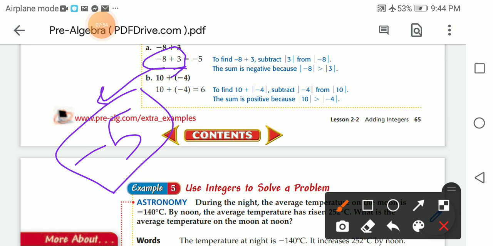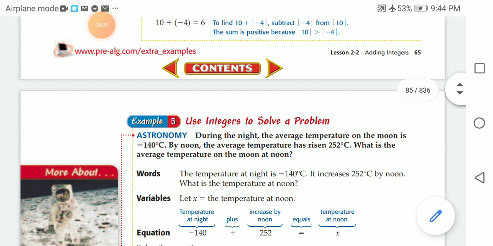Okay, 10 plus negative 4. I have 10 minus 4 gives me 6. And the greater number here, 10 or 4, is 10. 10 with which sign? Positive. So this is positive 6, right? Easy one.